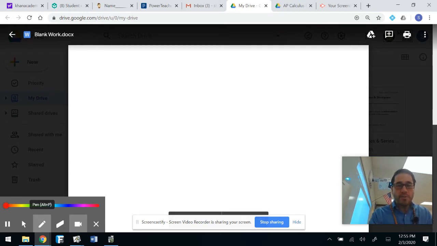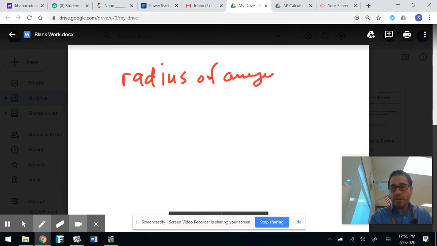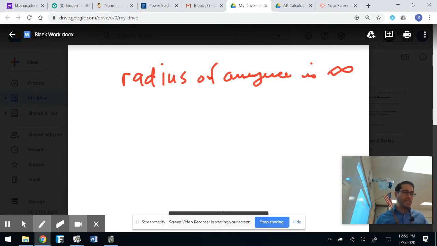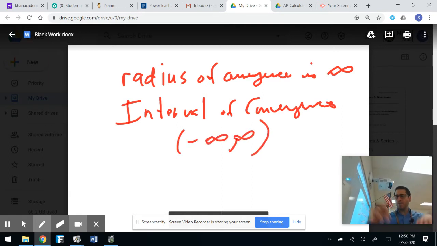So we're going to say the radius of convergence. So write this down here. The radius of convergence is infinity. Well, if the radius of convergence is infinity, then the interval of convergence is negative infinity to infinity. Booyah, done, right? Regardless of what x equals. So that was a very powerful Maclaurin series.